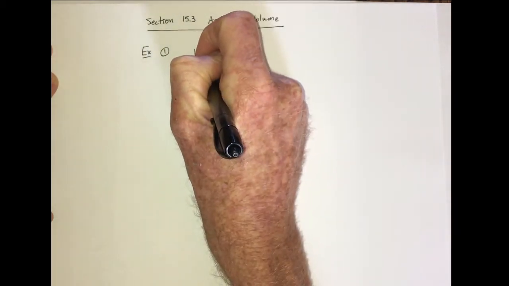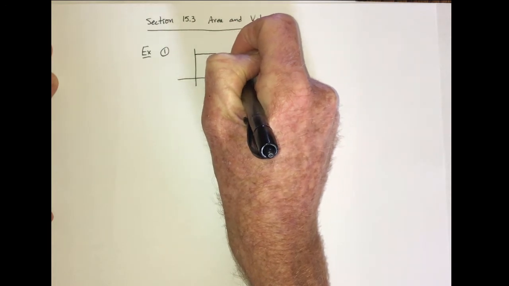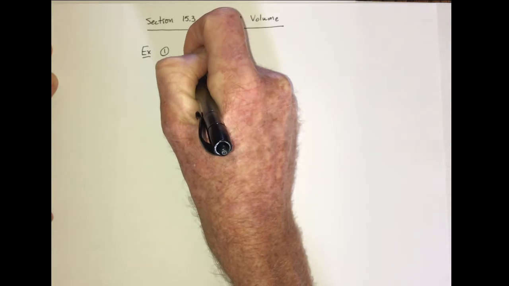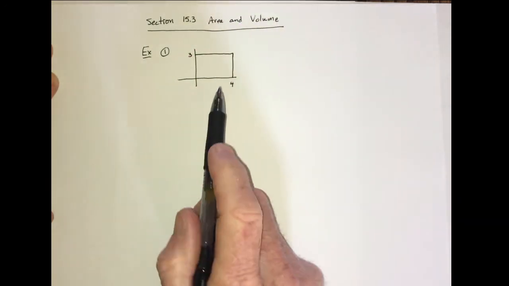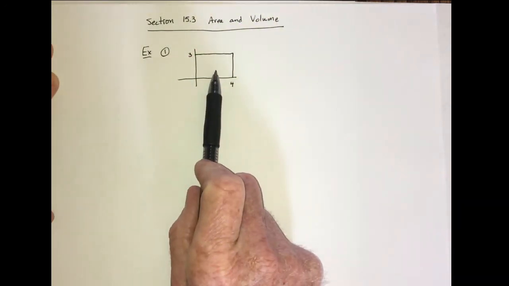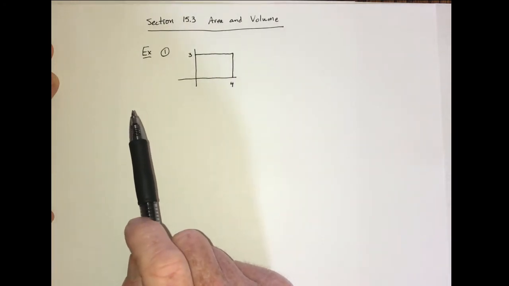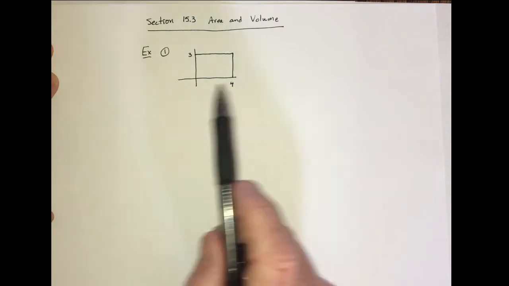Suppose that you go up to a y value of 3. You go over to an x value of 4. And then find the area of this rectangle. You might think the answer is 12, but you need to use third semester calculus to do it.